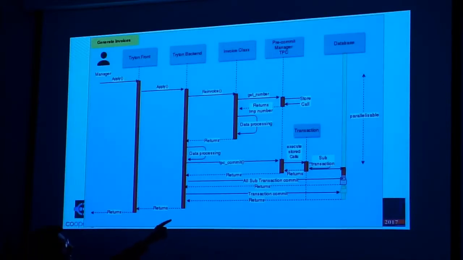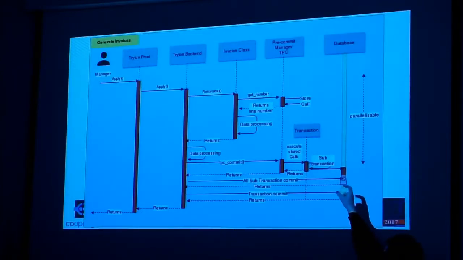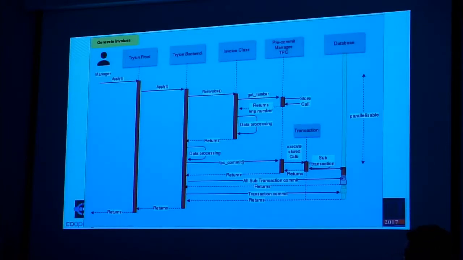So the goal is to postpone as much as possible the call that will lock the table. Before, we had a big part in red, the time during which the table is locked, and we try to reduce this as much as possible. This is a bit experimental. We had to patch Tryton for this, but it seems to work okay. Have I forgotten anything?